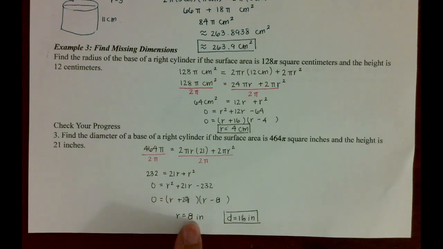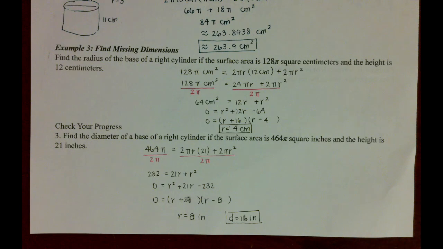Okay. However, since the direction said to find the diameter, if radius is 8 inches, that means diameter is 16 inches.